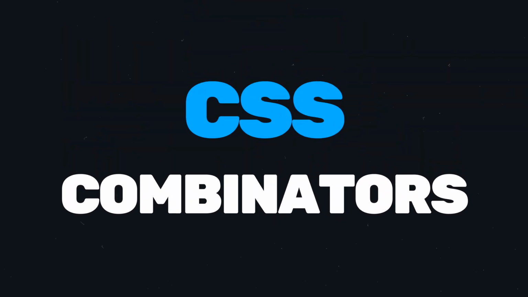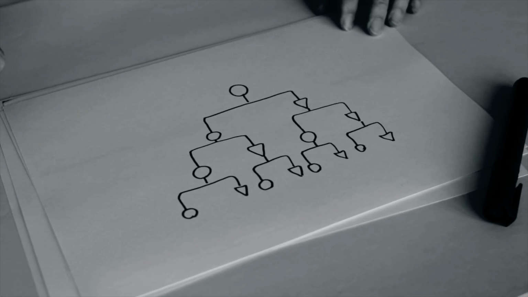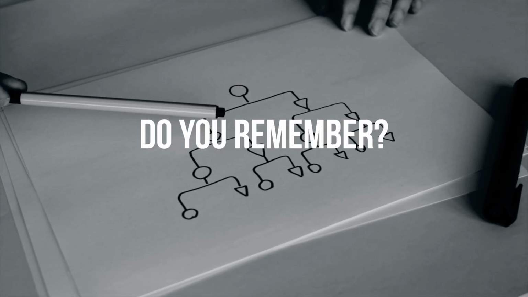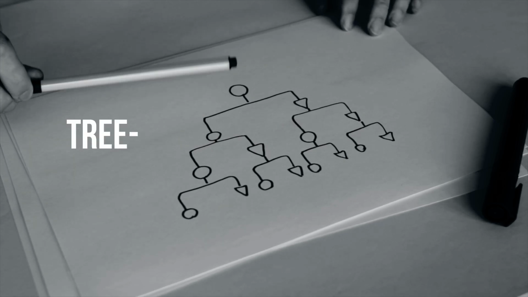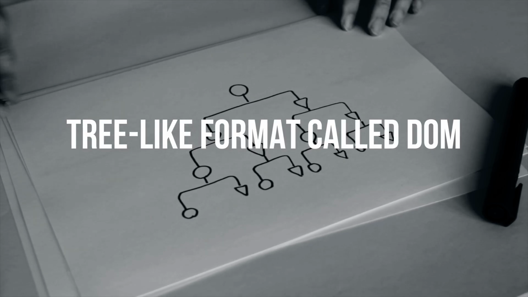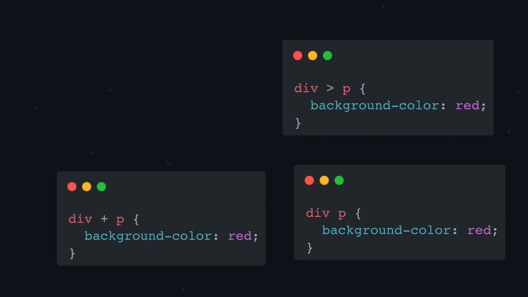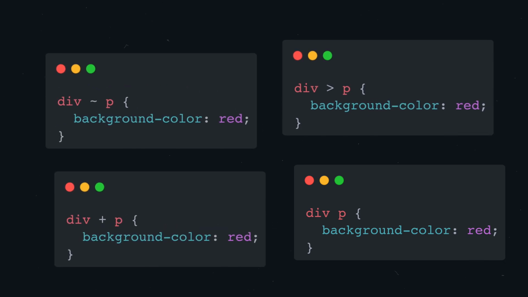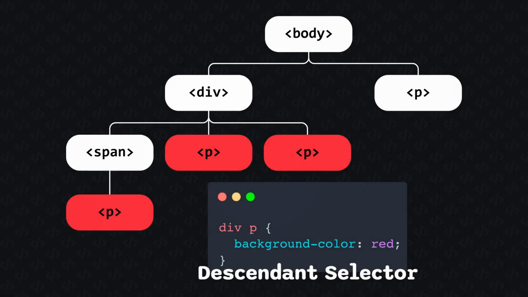Hi, in this tutorial we will learn everything about combinators in CSS. Do you remember? HTML documents are structured in a tree-like format called the DOM. By using combinators we have total control over writing CSS selectors that can target nearly any element within the DOM. For example, the Descendant selector.